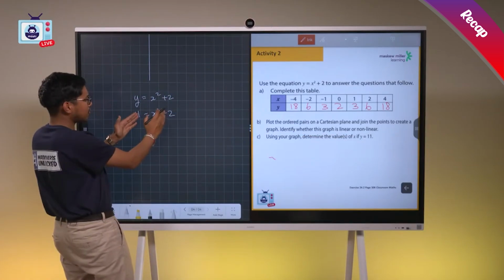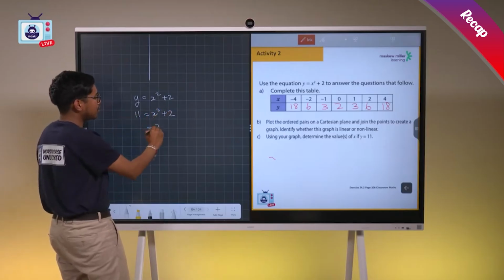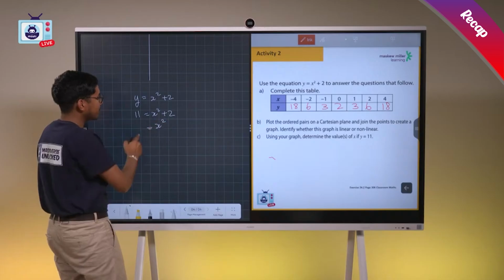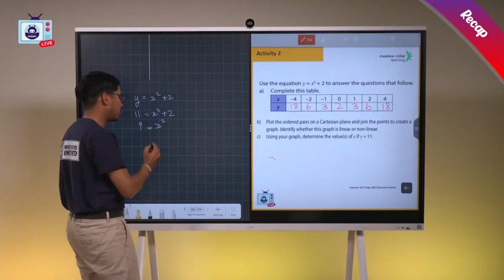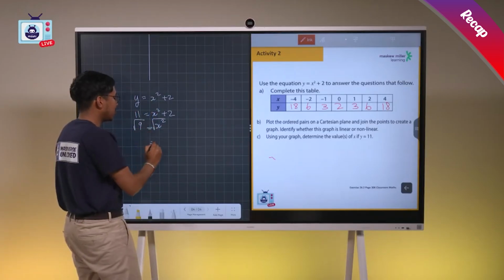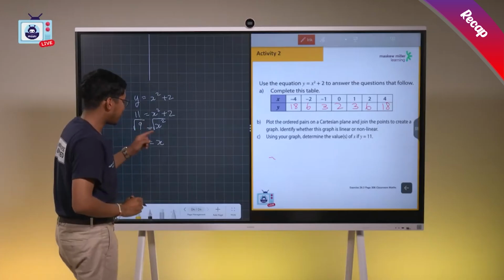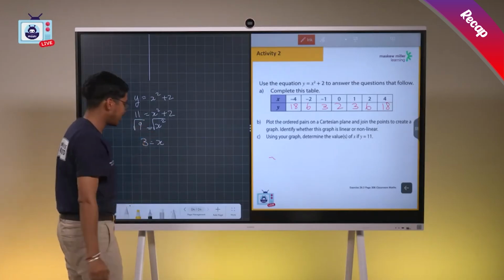How do I get x on its own here? I will subtract 2 from both sides. If I subtract 2 over here, I will be left with x squared. If I subtract 2 from 11, I'll be left with 9. And how do I eliminate a square? I square root. So I square root the right-hand side, I square root the left-hand side, and I can see that if my y value is 11, at that point, the x value is 3.